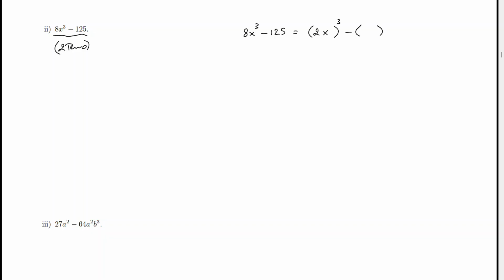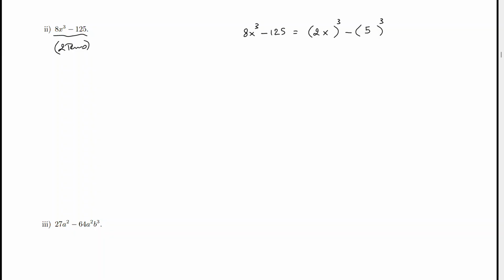Something similar is going to happen in the next 2 parts, except the formula is going to be a little bit different. Again, we're dealing with 2 terms in part 2 of the problem, and we have 8x cubed minus 125. Again, there's nothing common to the 8 and the 125, but I can see that 8x cubed is some kind of base, actually 2x cubed, and I can see that the 125 is the base 5 cubed. So in other terms, if I do 5 cubed, I get 125.